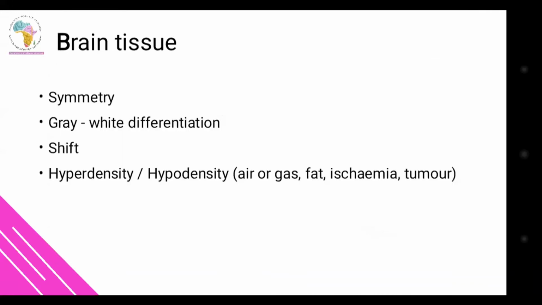Now we are at the level of the B, which is the brain tissue. So when you are looking at brain tissue, there are three things you are assessing. Are the hemispheres symmetric? The gray-white matter differentiation, how is it? Is it normal? Is it abnormal? You are looking, is there a midline shift, for which you will mostly use the falx cerebri to guide you? And you also ask, are there hyperdensities, are there hypodensities, or even isodense lesions at the level of the brain tissue?